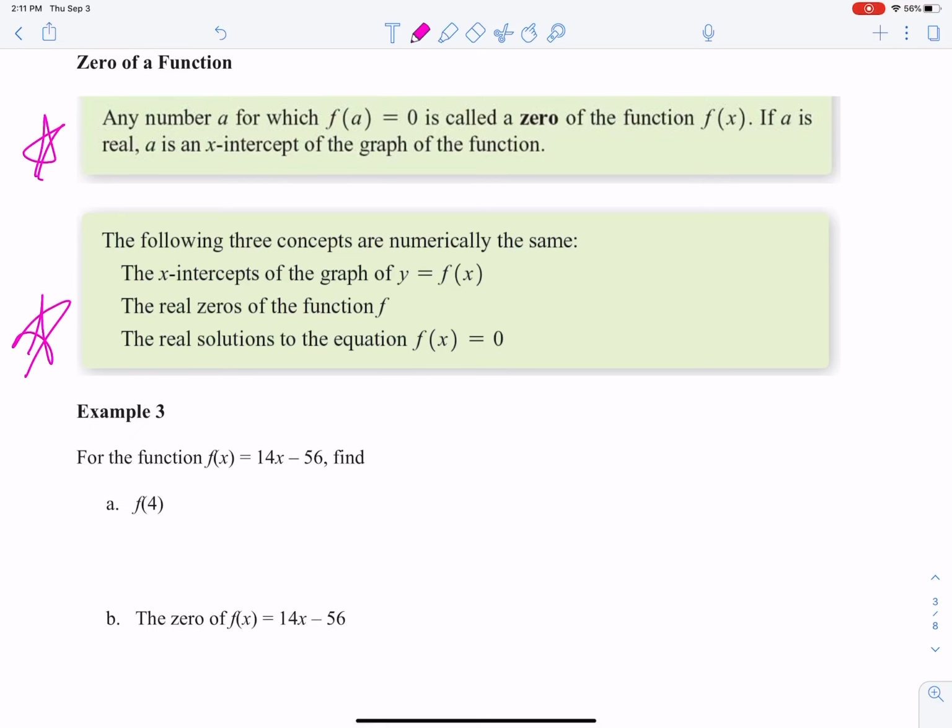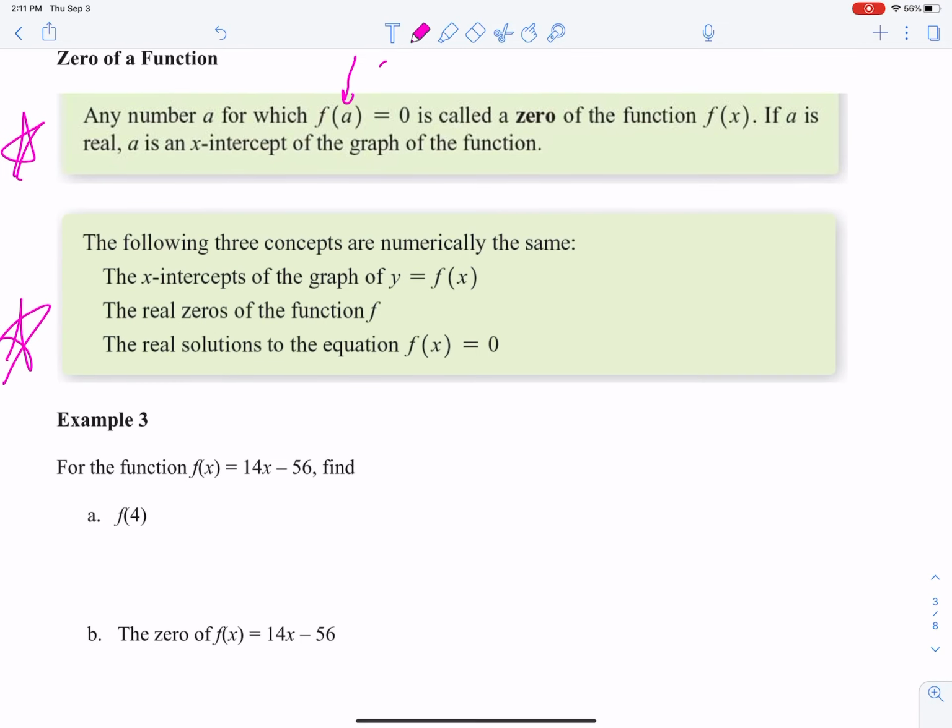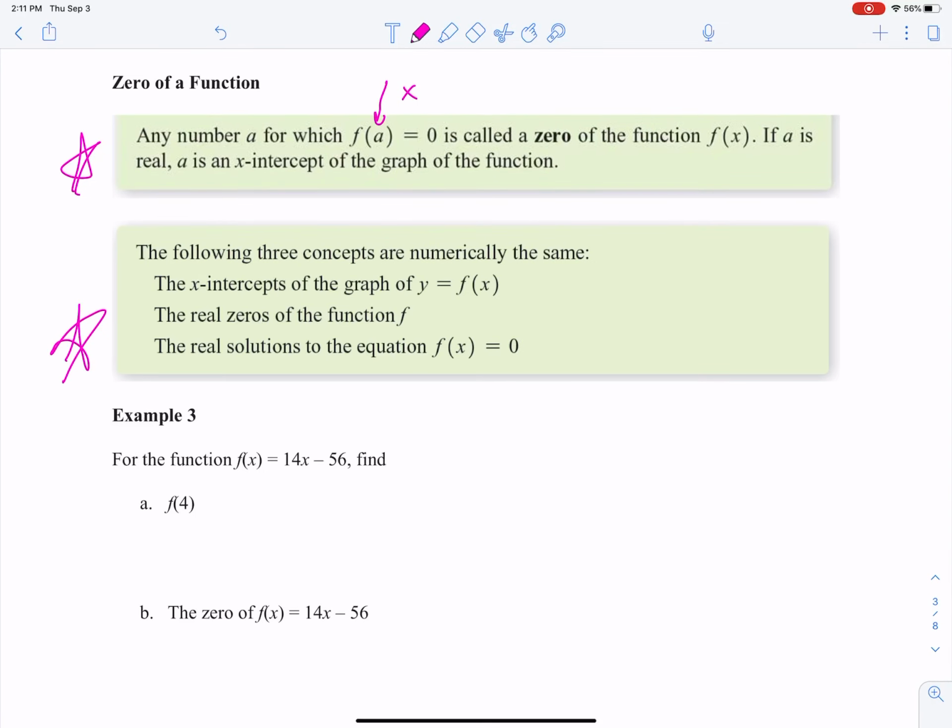All right. So for any number a for which f of a equals 0. In other words, what they're saying is if we have some function and we plug in some value a, some x value, so a is really an x value. If we plug that x value in and we get a 0, that's called a 0 of the function. In other words, it's the y-intercept, right? I'm sorry, the x-intercept. If a is real, then a is, like I said, an x-intercept of the graph of the function.